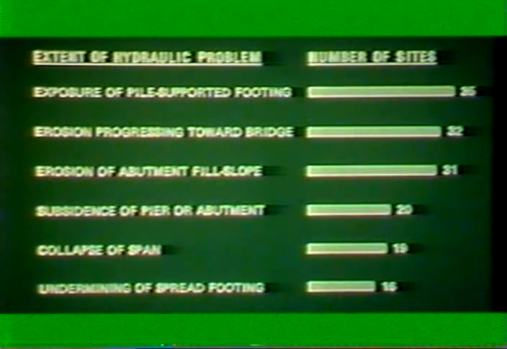In the preceding slides, hydraulic problems were illustrated according to the process involved, whether lateral erosion, general scour, or local scour. In this slide, problems at study sites are categorized according to extent. Only sites where the cause of failure could be determined or the performance of countermeasures could be evaluated are included. For this reason, bridges totally destroyed in catastrophic floods are mostly excluded.